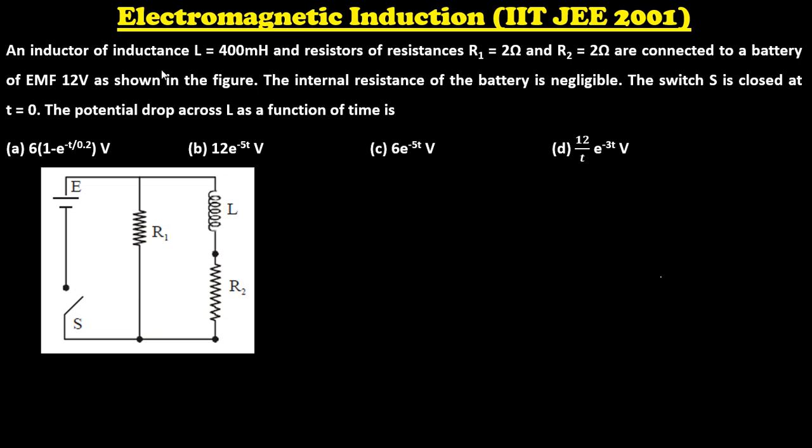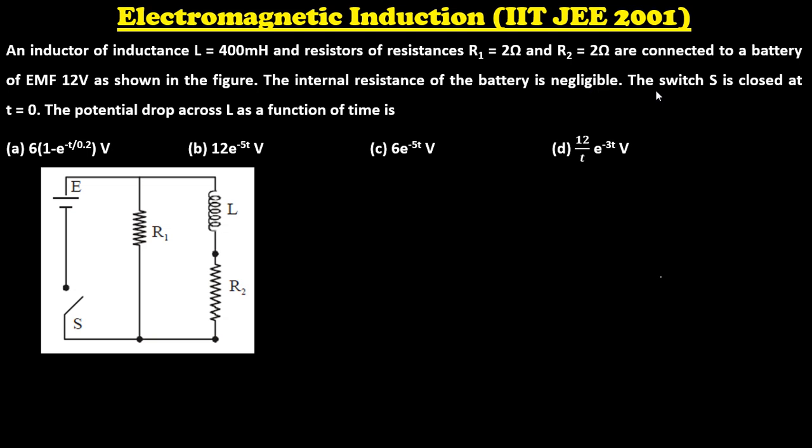An inductor of inductance L equal to 400 millihenry and resistors of resistances 2 ohms each are connected to a battery of EMF 12 volts as shown in the figure. R1 and R2 and the inductor here like this, and the EMF is here. Now, the internal resistance of the battery is negligible. We are going to neglect it.